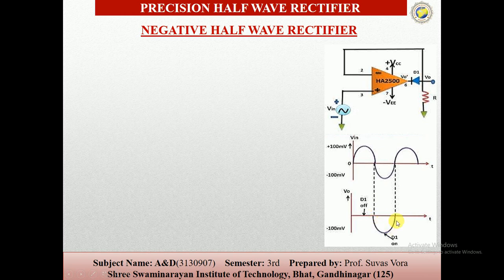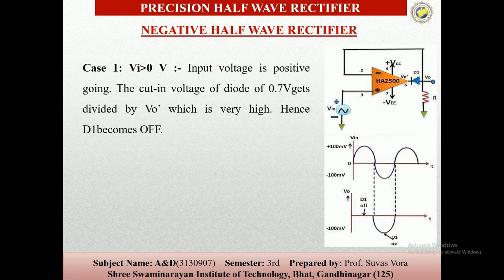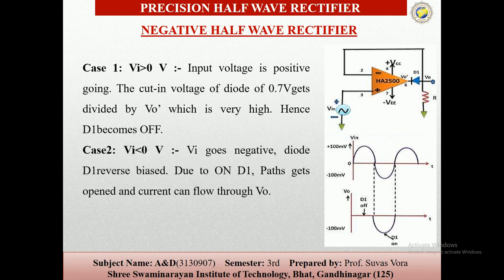So here again there are two conditions. The first one is Vi is greater than 0. The input voltage is positive going, the cutoff voltage of the diode is 0.7. So we get the off condition in this, and this one is the on condition of the diode. So we get the negative half wave rectifier.